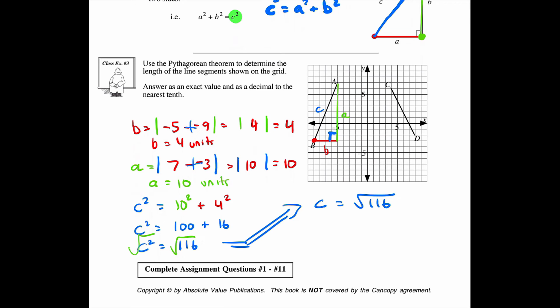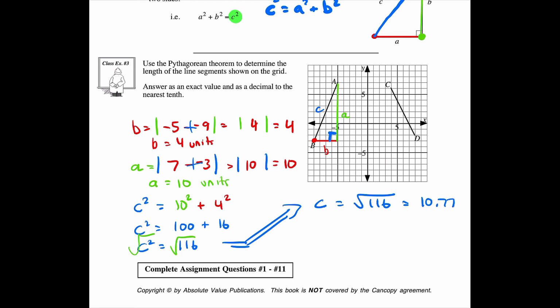Now, you're either going to be asked to present this in its simplified form as an exact value or as a rounded decimal value. So, if I just take the square root of 116, I end up with, if I round it to 2 decimal places, 10.77.